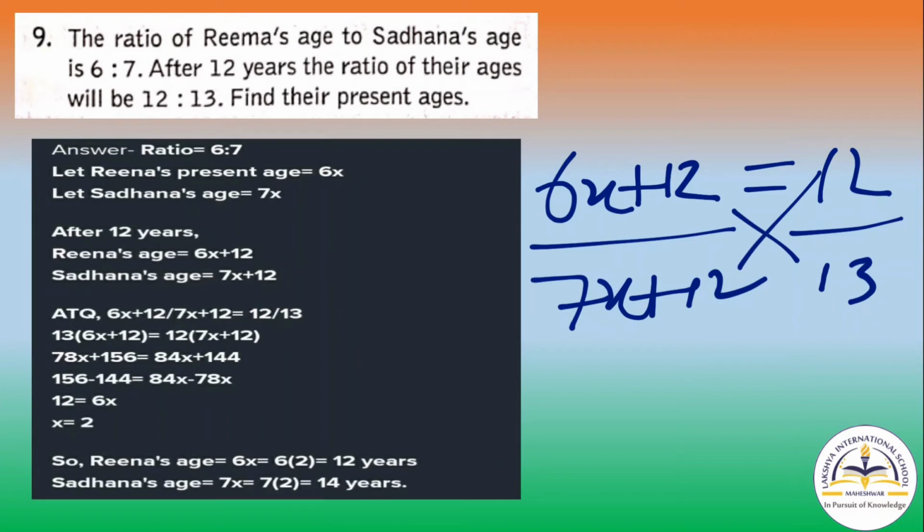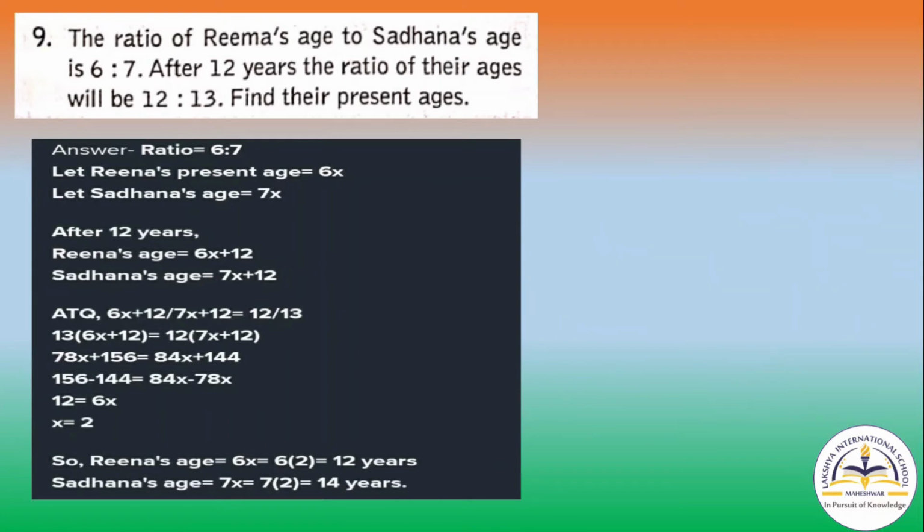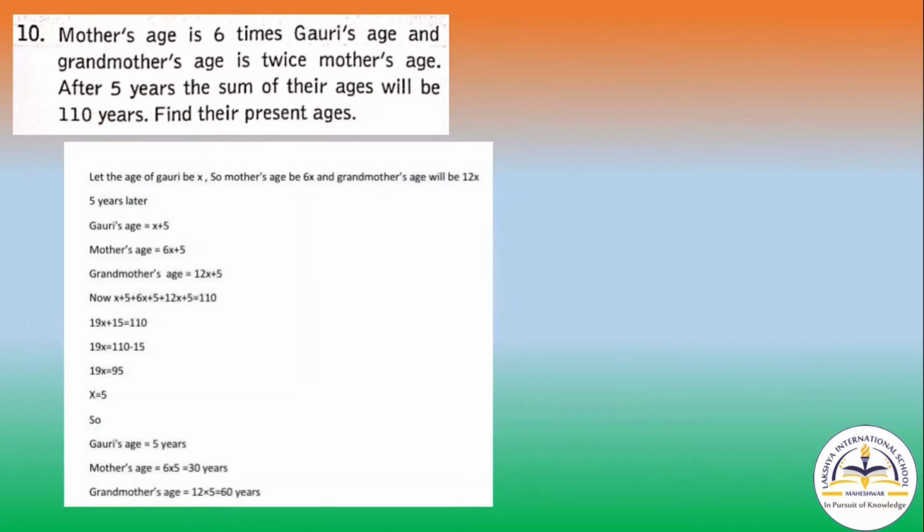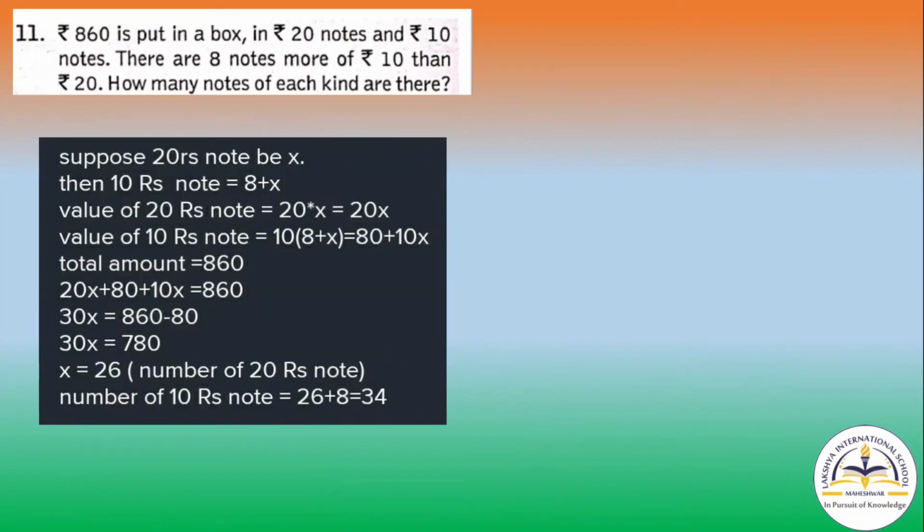And when you find the value of x, you will get 2. So Rina's age is 6x. It means 6 into 2, that is 12 years, and Sadhana's age is 7x. It means 7 into 2, that is 14 years. That will be the answer. Now, question number 10 you have to solve.